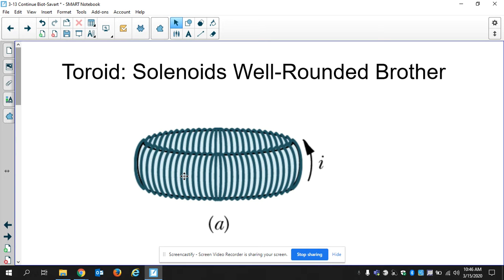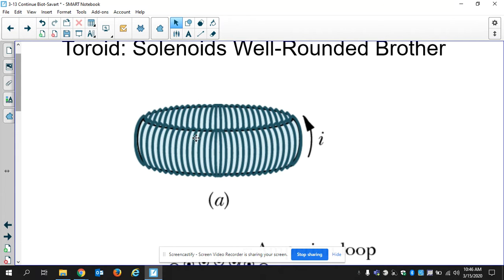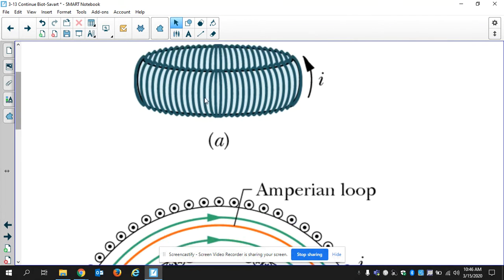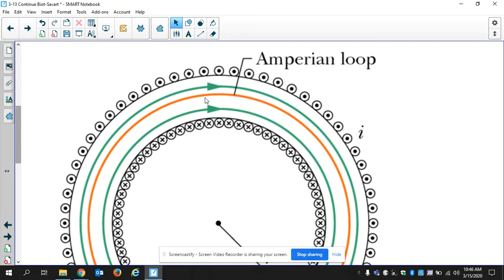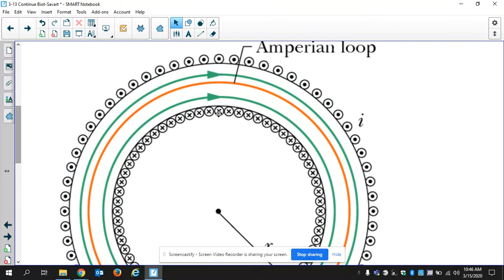Alrighty. Now, the toroid is basically a solenoid that is wrapped into a circle. So it is coils of wire wrapped into a circle, and it looks like this. So this would be the solenoid with the wire, the current going into the page, and then coming around to the other side where it'd be coming out of the page.